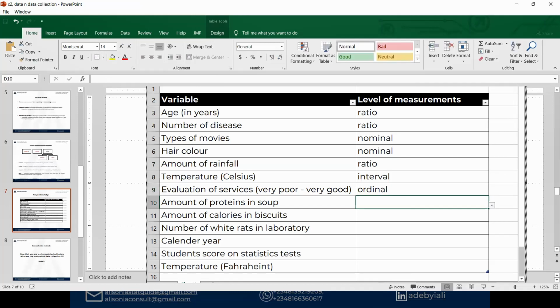Amount of protein in soup. That one is ratio. Because we can have 0 protein. Yes, ratio. Amount of calories in biscuits. Ratio. 0 as well. Yeah, ratio. Number of white rats in laboratory.